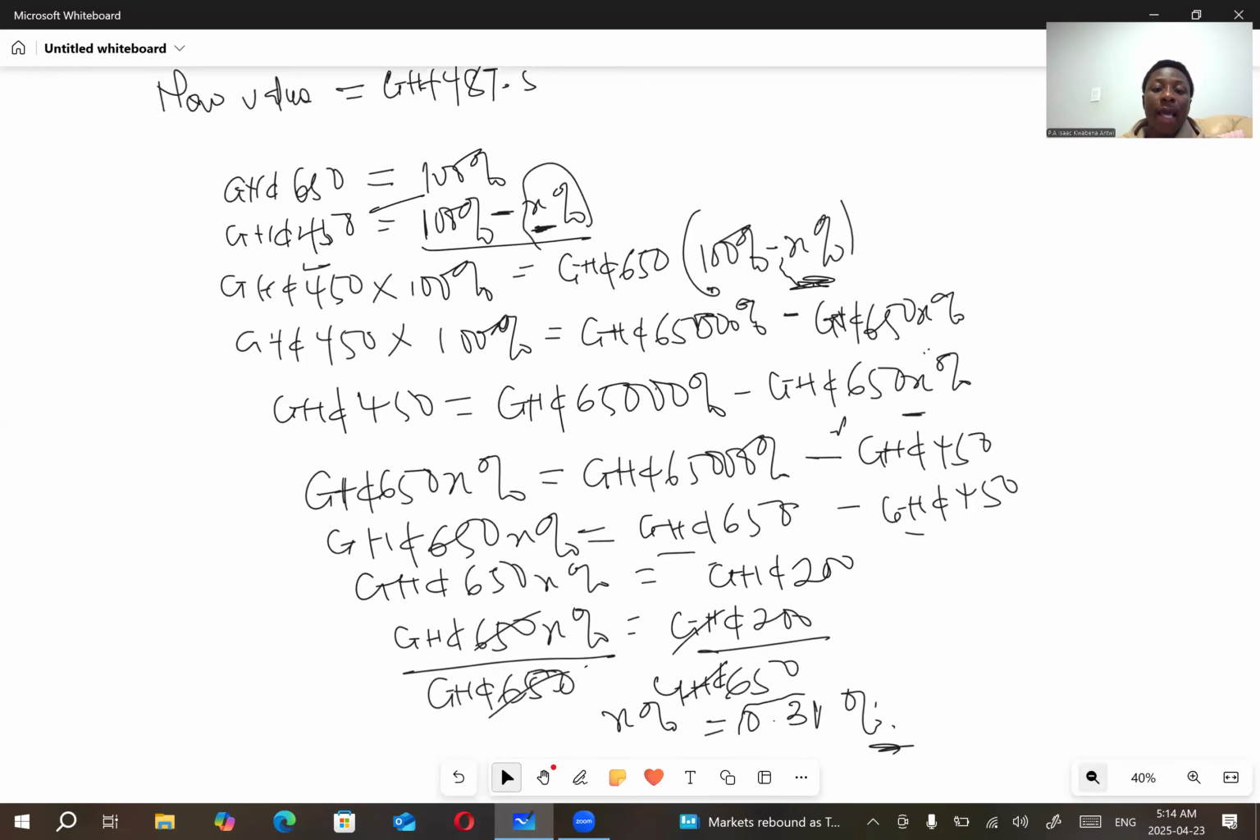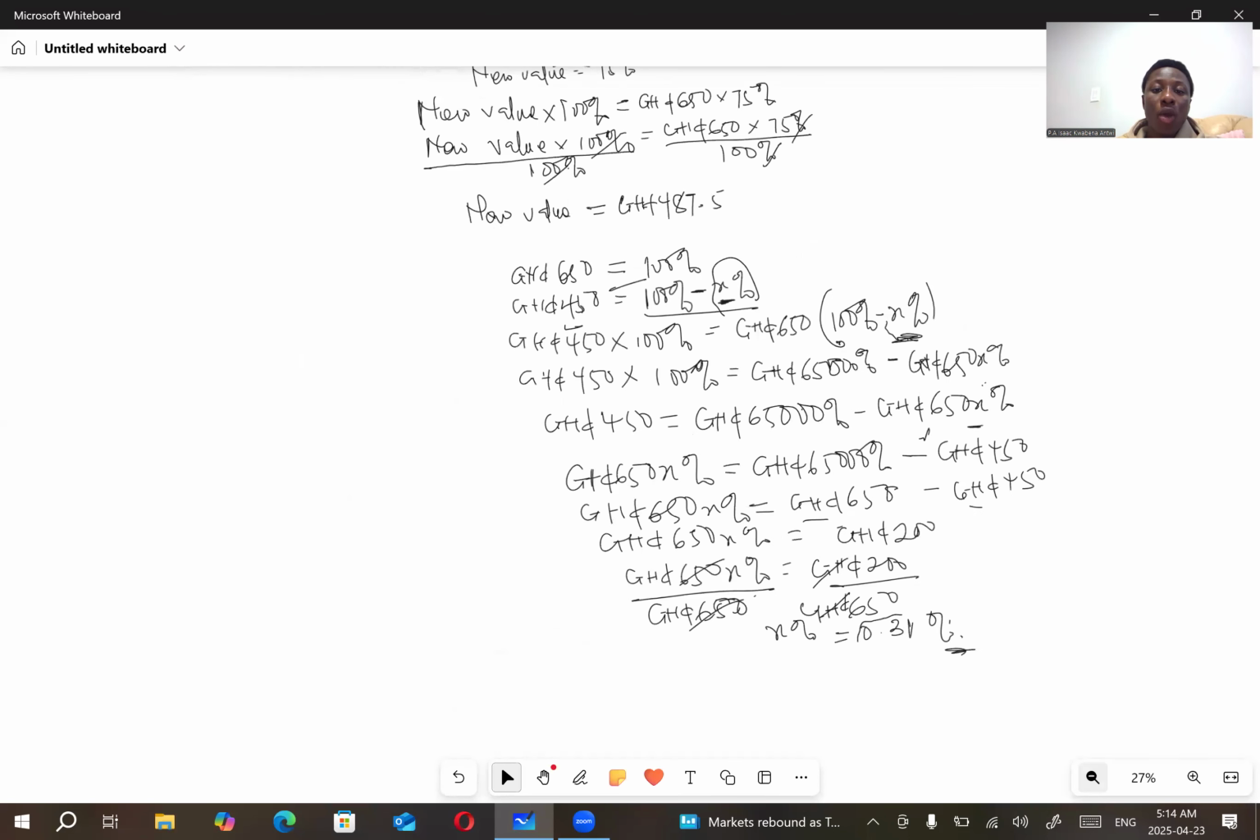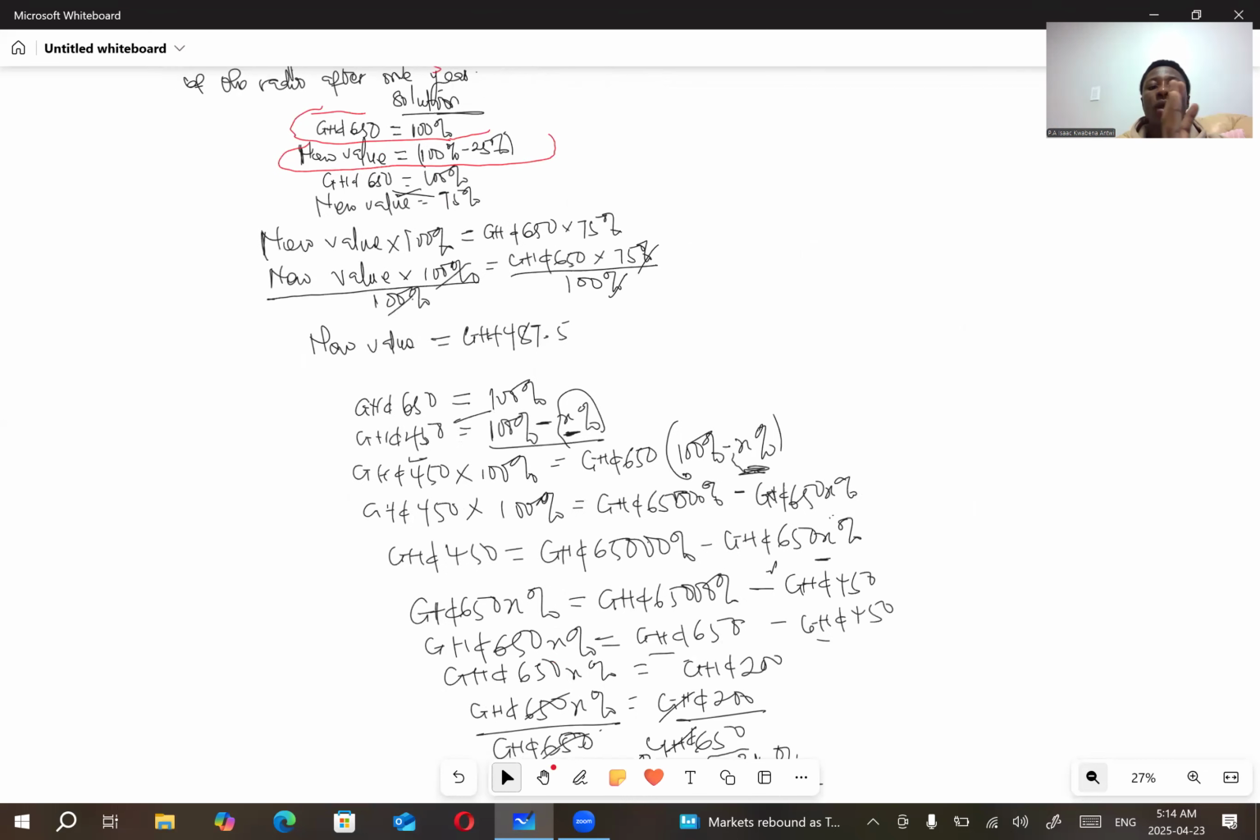Can we move on, guys? There are questions where they tell you the value then, the value now, and ask you to investigate the depreciation rate. You can also get a question where they tell you the value now and the depreciation rate, and we want you to find the original value, the value then. You can use the same approach.